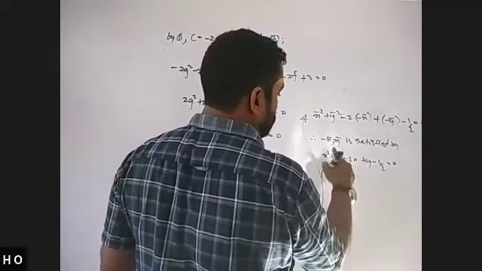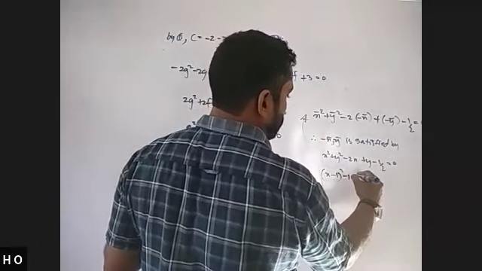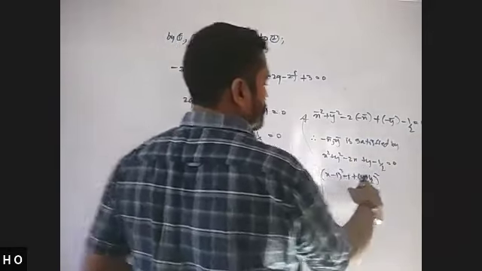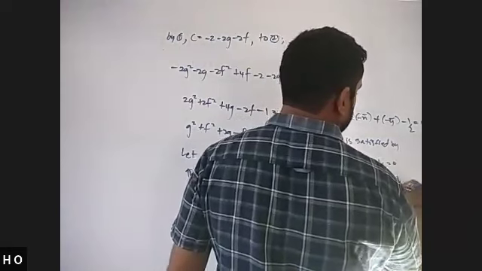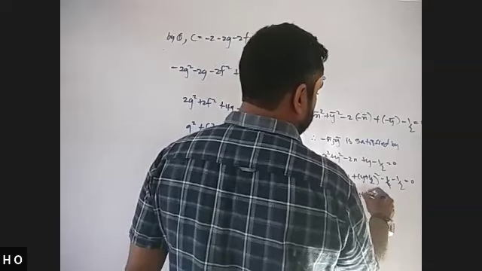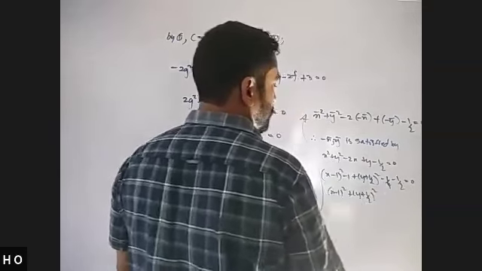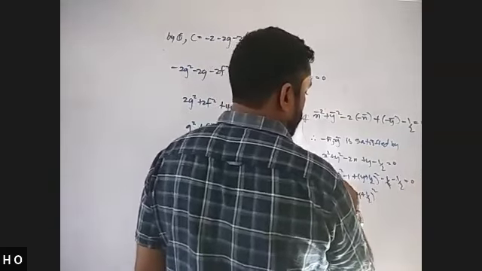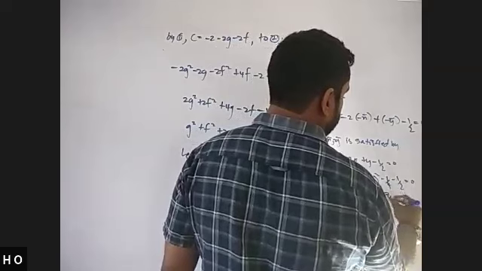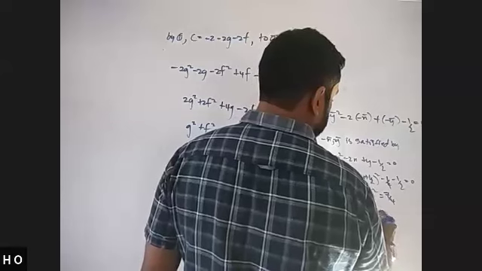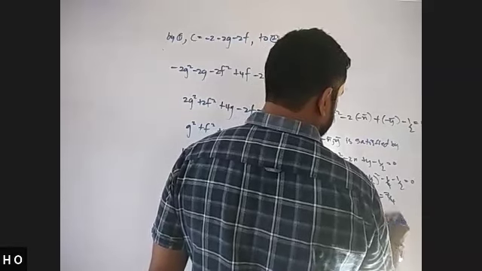x minus 1 squared, that is x squared minus 2x plus 1 minus 1, plus y plus half squared, y squared plus y plus 1 by 4 minus 1 by 4, minus half is 0. So x minus 1 squared plus y plus half squared equals 7 by 4. Therefore, the center of that circle is 1, minus half.